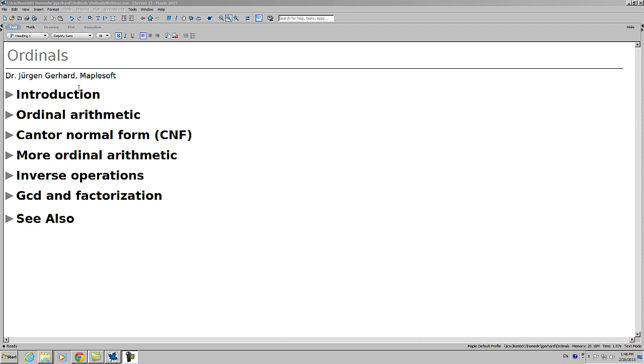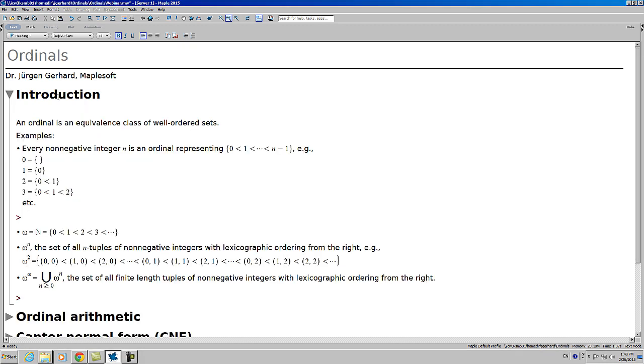Hello everybody, I'd like to tell you a little bit about ordinals today, and I'll start with a brief introduction to what ordinals actually are, the mathematical concept of ordinals. Turns out an ordinal is an equivalence class of well-ordered sets. A well-ordered set is a set that's totally ordered and such that every non-empty subset has a smallest element.